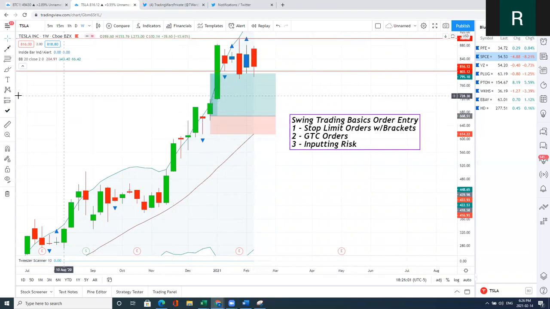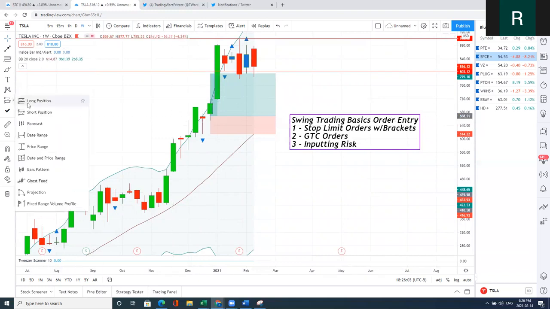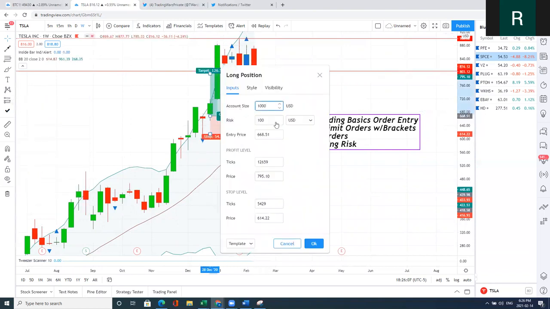Well, what we have to do is I like using this tool called the long position tool. I take that tool, we just put it over here, and we double click on it, and we make sure that our entry price is 1 cent above the high. So the high is 668.50.